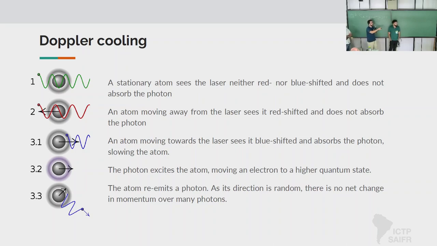So here we have the atom. The stationary atom sees a laser neither red nor blue shifted, so it doesn't absorb the photon. If the atom is moving along the laser, it sees it red shifted, so it doesn't absorb the photon. But if the atom is moving towards the laser beam, it sees it blue shifted and absorbs the photon, slowing the atom. The atom is excited and emits a photon isotropically, so the net change in momentum is zero.